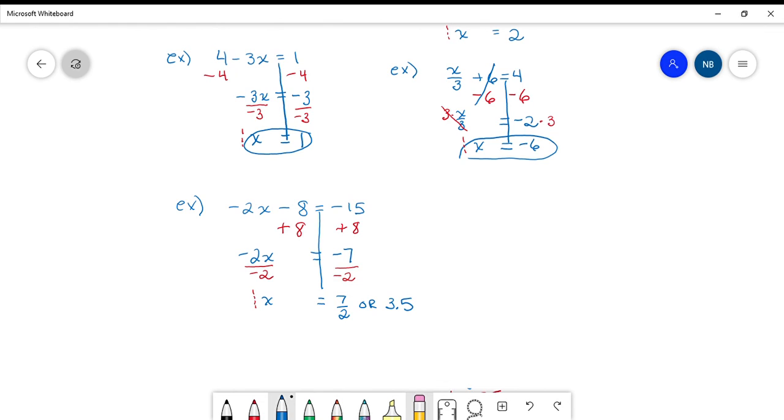There's only one rule. Do the same thing to both sides. Your goal is x equals a number.